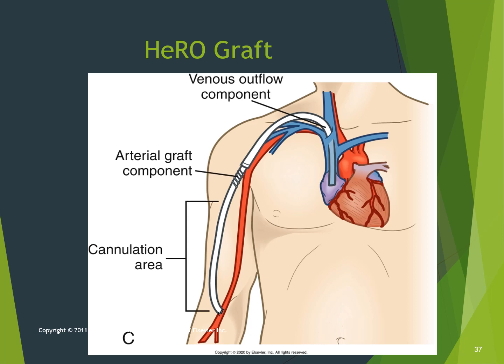Here's a hero graft. You can see the cannulization. It really is going through the IJ area, and it's a huge cannulization.